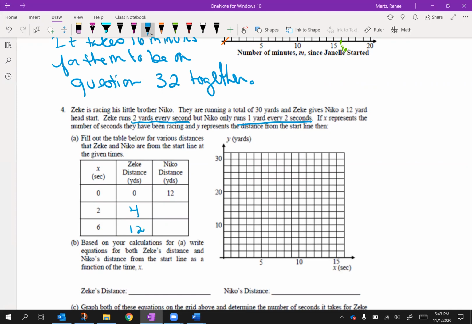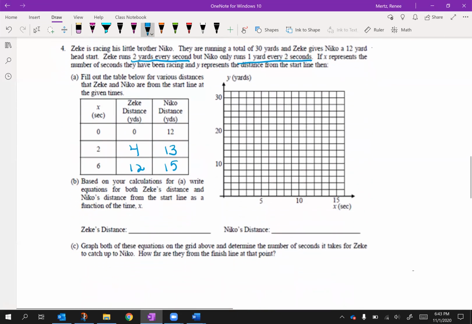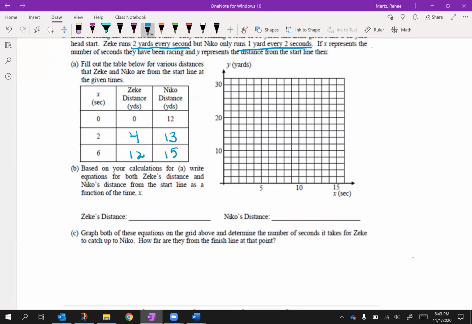Nico is doing 1 yard every 2 seconds. So we'll add 1 yard. That means that's 6. He's gone 3 yards. So now he's at 15. So we're filling out the table. Zeke's distance, so his equation, and it's time x. So what is Zeke doing? He's going 2 yards every second. So m equals 2. He begins at 0. So Zeke's distance equals 2x.